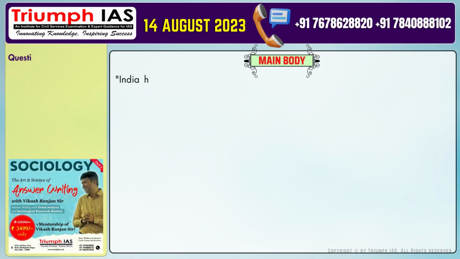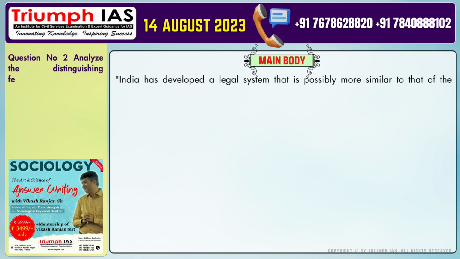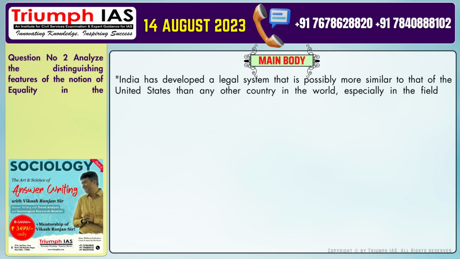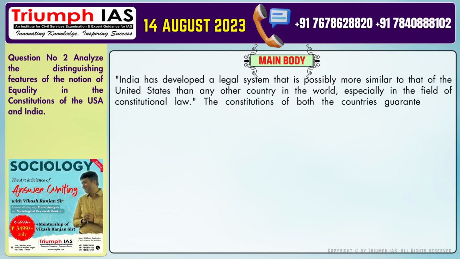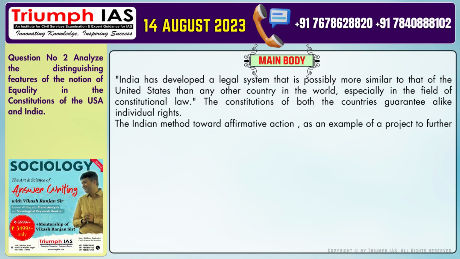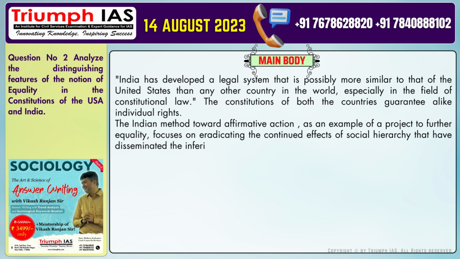The main body of the answer should be: India has developed a legal system that is possibly more similar to that of the United States than any other country in the world, especially in the field of constitutional law. The constitutions of both the countries guarantee alike individual rights. The Indian method toward affirmative action, as an example of a project to further equality, focuses on eradicating the continued effects of social hierarchy that have disseminated the inferior socio-economic status of some certain groups.